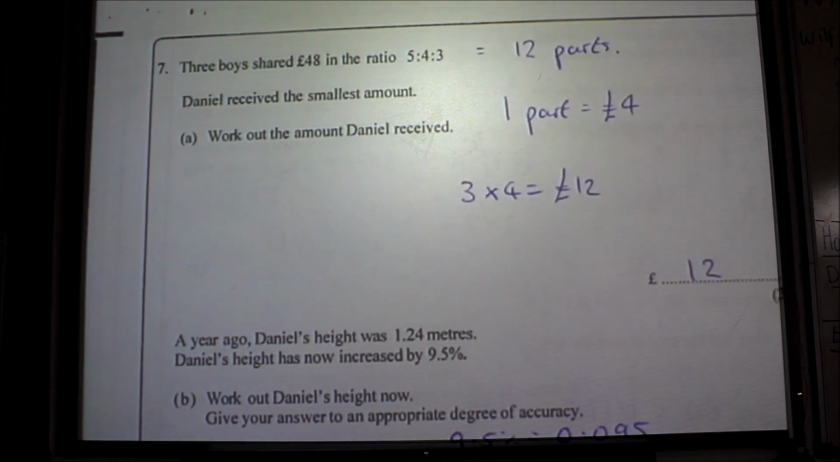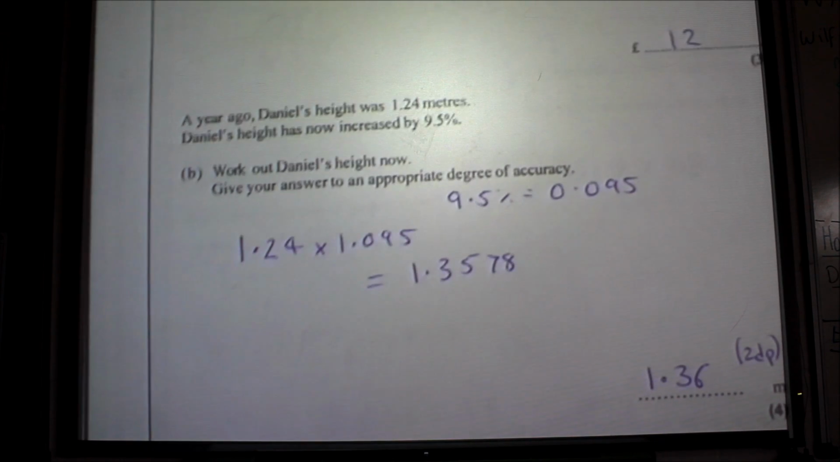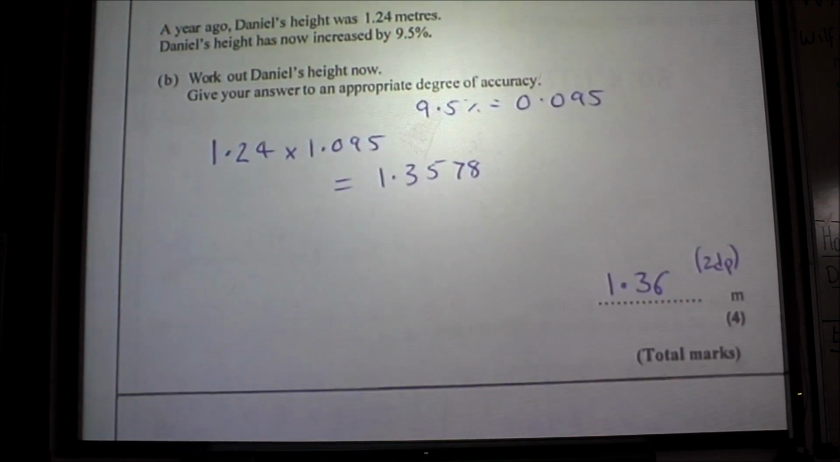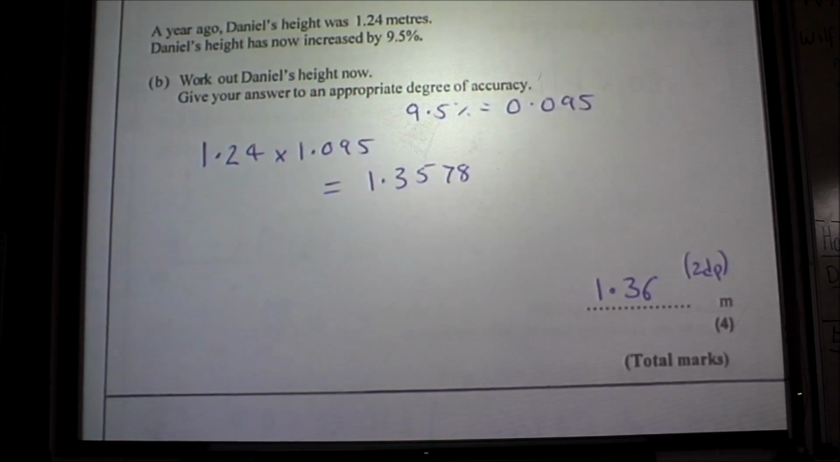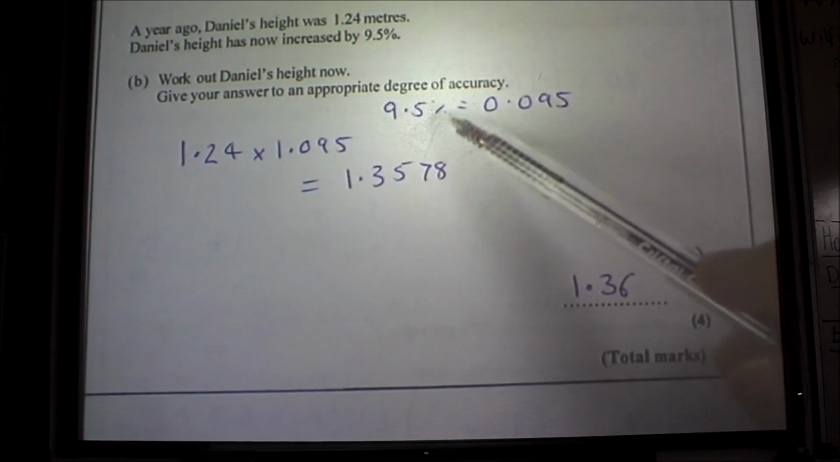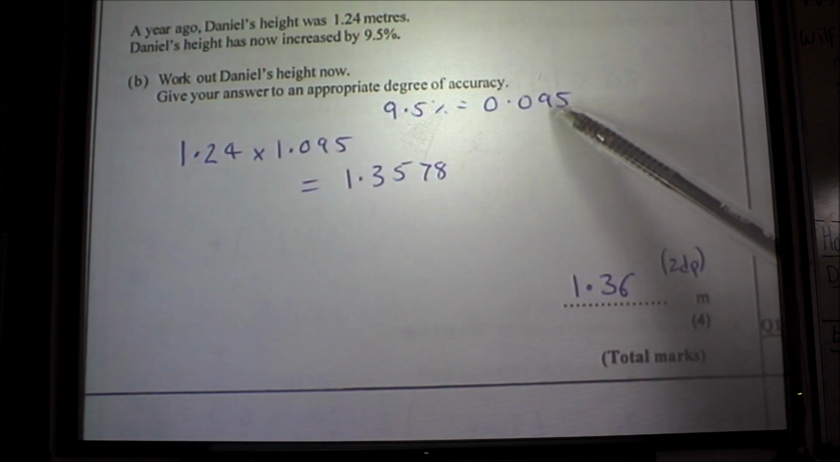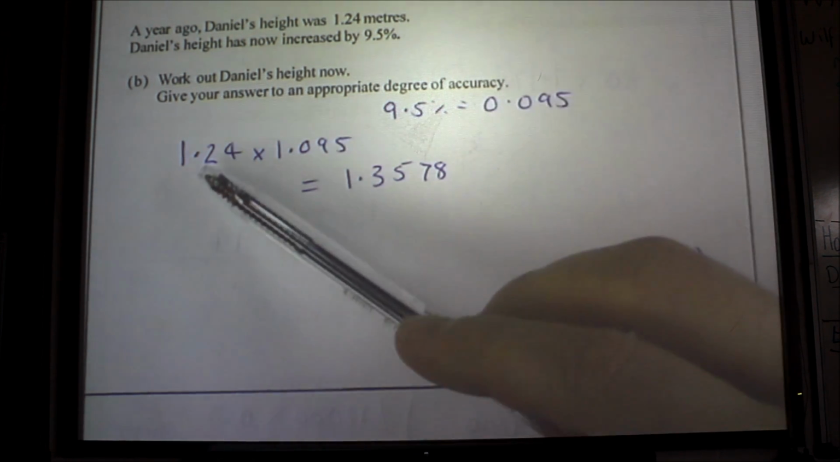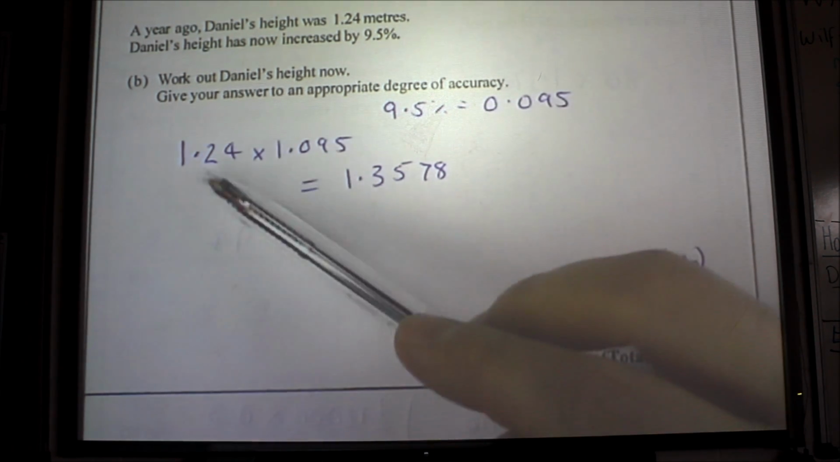A year ago, Daniel's height was 1.24 metres, and it's increased by 9.5%. Work out his height now. 9.5% is 0.095 as a decimal. So I've done 1.24 times 1 to keep the 1.24.